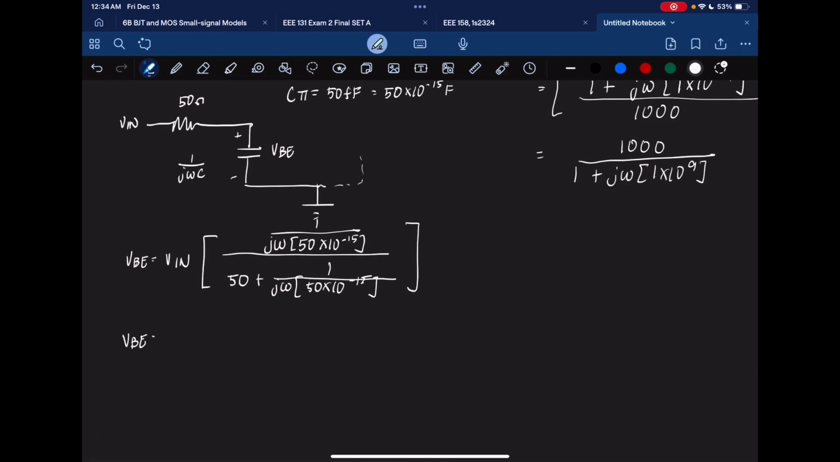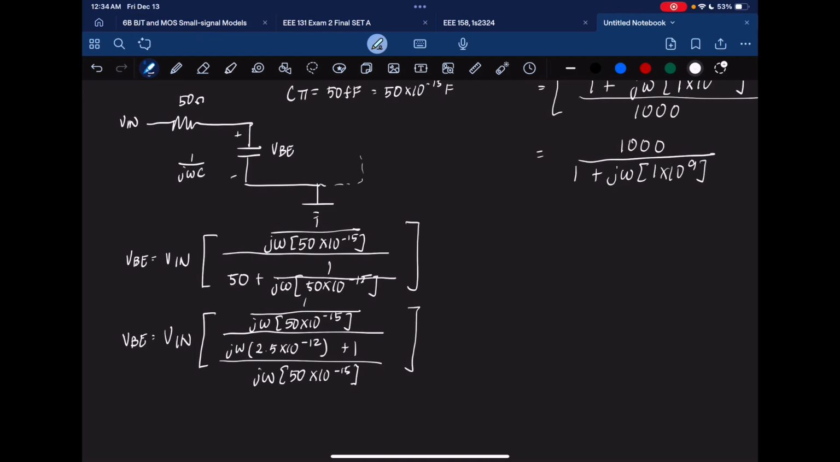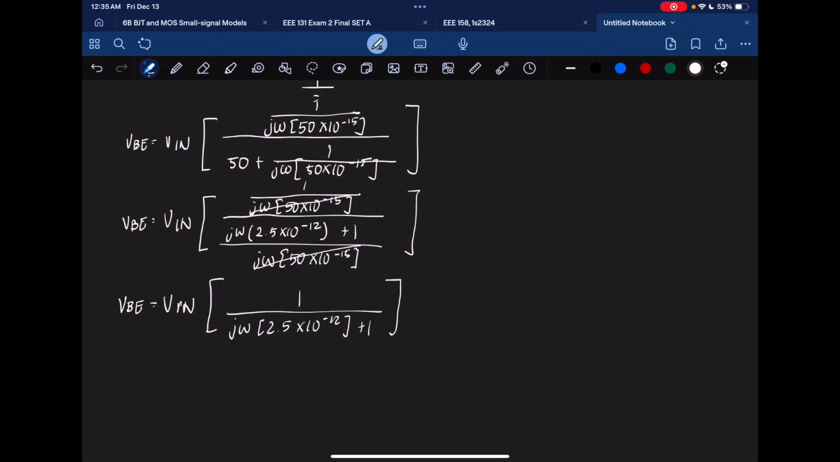I'm just gonna simplify it quickly. V in. So, 50 times 10 raised to negative 15 times 50, and then we get JW times 2.5 times 10 raised to negative 12 plus 1, because of this, over JW 50 times 10 raised to negative 15, over 50 times 10 raised to negative 15. So we can cancel this and this, and then we're left with VBE equals V in multiplied by 1 over JW 2.5 times 10 raised to negative 12 plus 1.